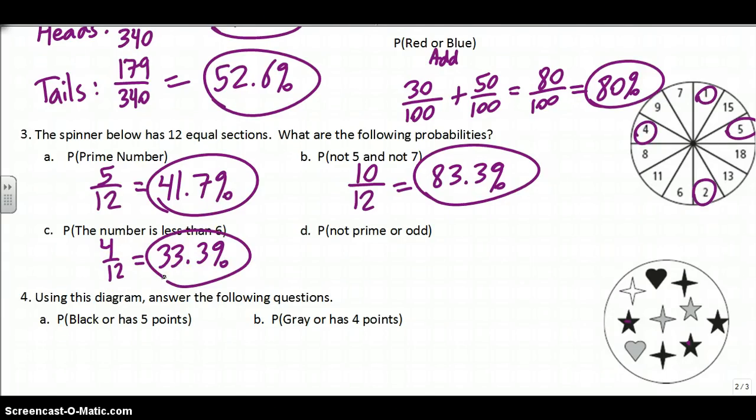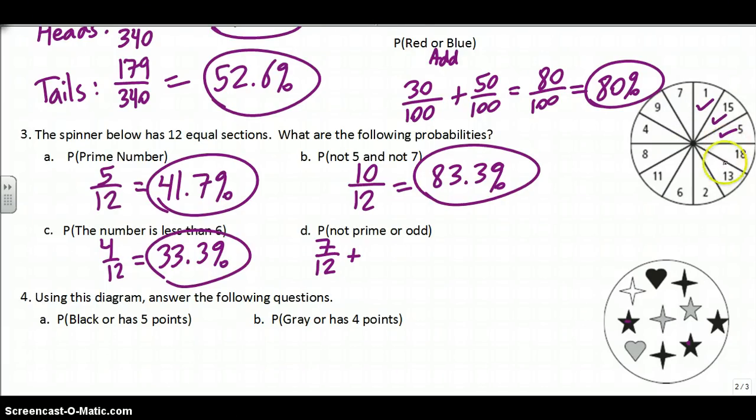Probability of not prime or odd. Okay, so this could be a little tricky. First, let's do the probability of not prime. Well, 1's not prime. 15's not prime. 18's not prime. 6 isn't. 8 isn't. 4 isn't. 9 isn't. So 7 out of 12. Plus, what's probability that's odd? Okay, well, let's figure out how many odds we have.